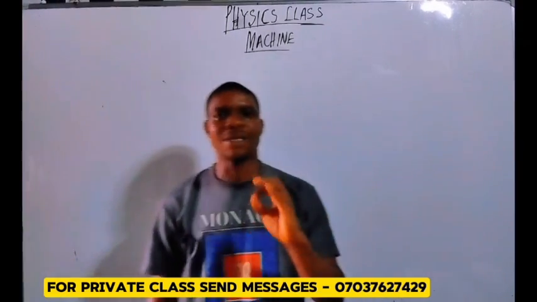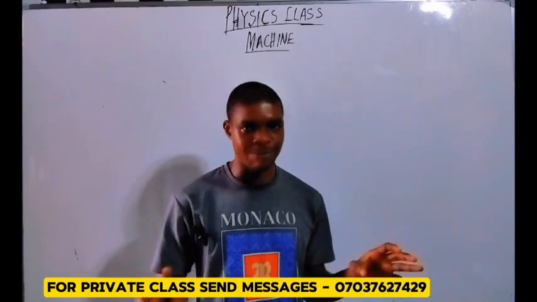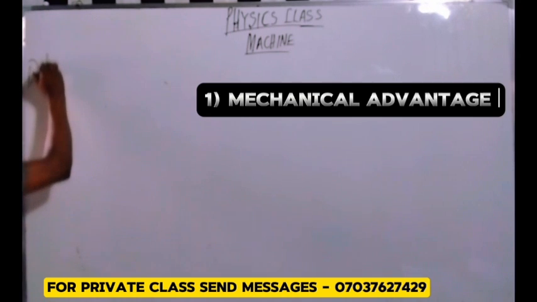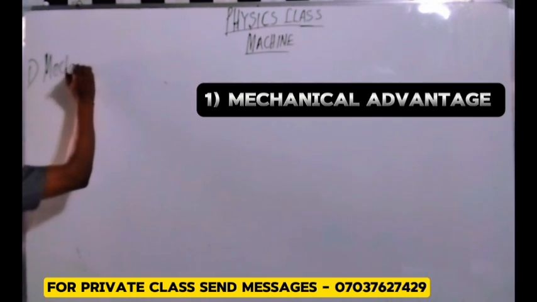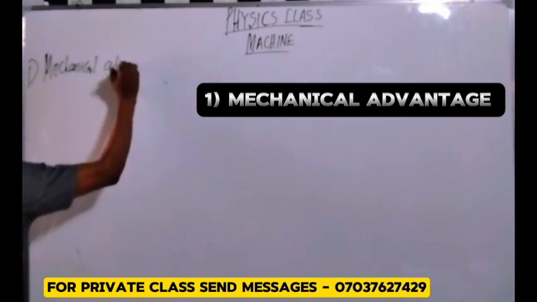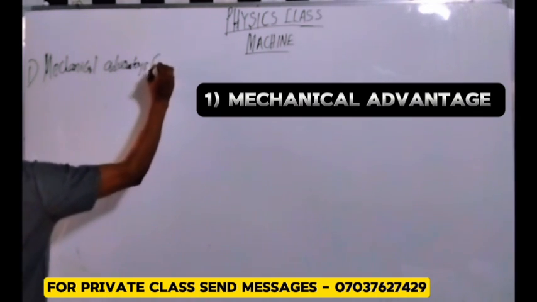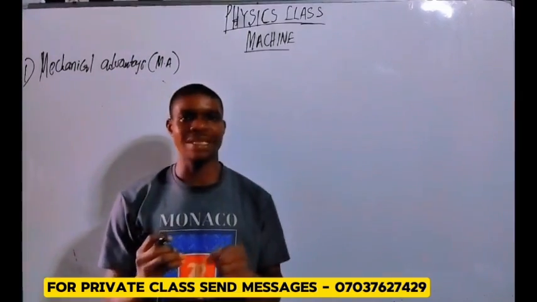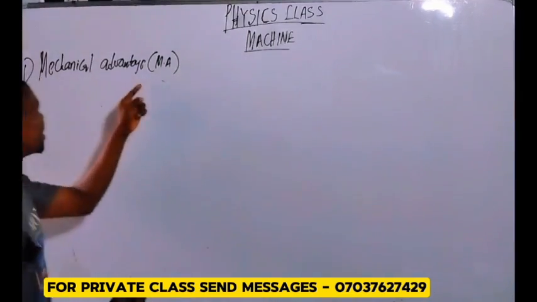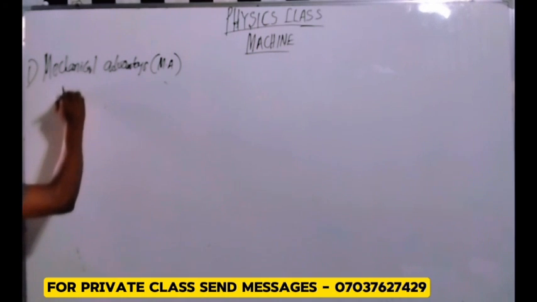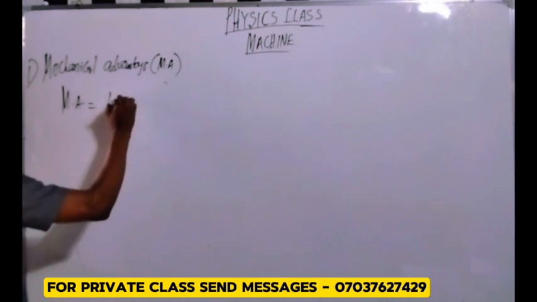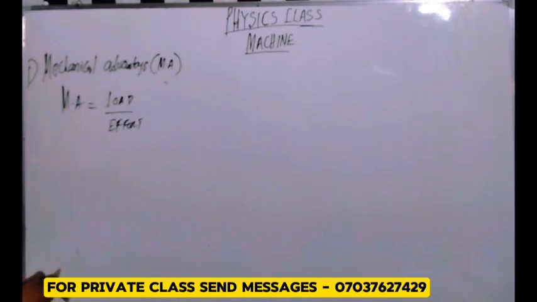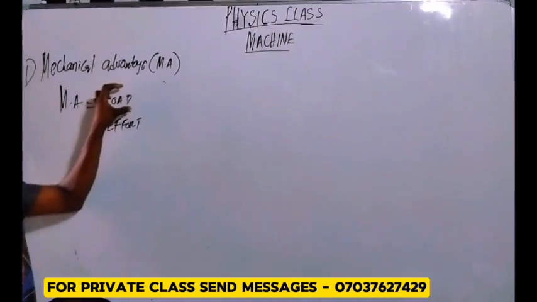There are three terms common to all types of machines. The first one is called mechanical advantage, which I use MA for. Mechanical advantage is also known as the force ratio. MA is always equal to load over effort.